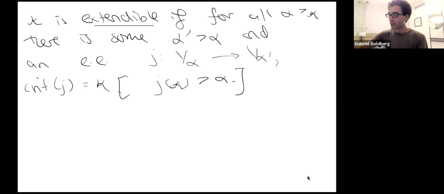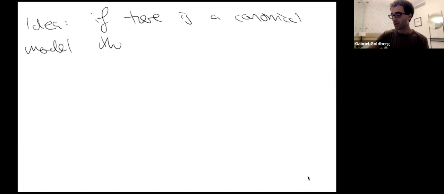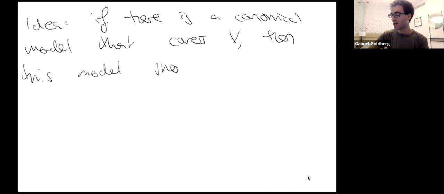So how does it relate to this question of an ultimate inner model? The idea is, if there is a canonical model that covers V, then this model should be contained in HOD.